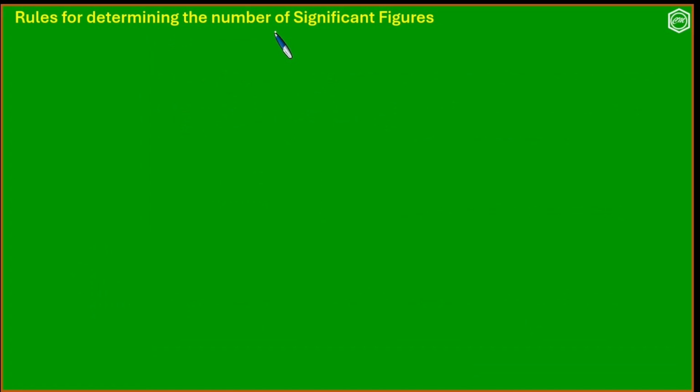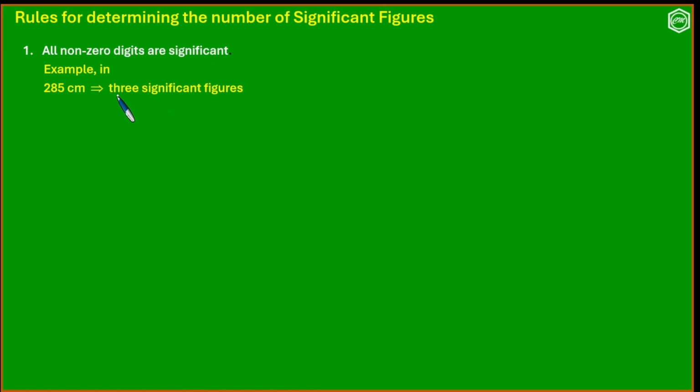There are certain rules for determining the number of significant figures. We need not learn it by heart. By doing certain examples, you can easily grasp those rules. First one, all non-zero digits are significant. Example, 285 centimeter. And in 285 centimeter, all the numbers are non-zero digits. So 3 significant figures.